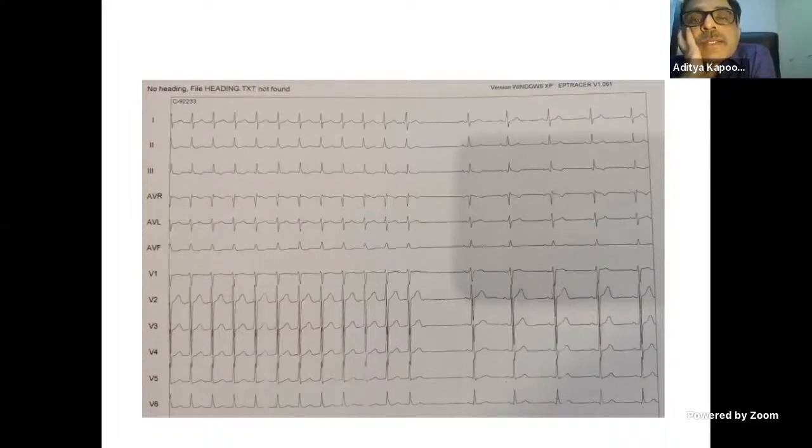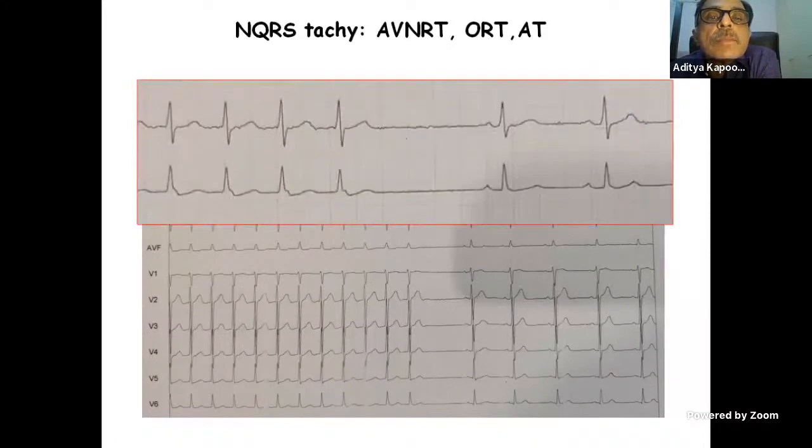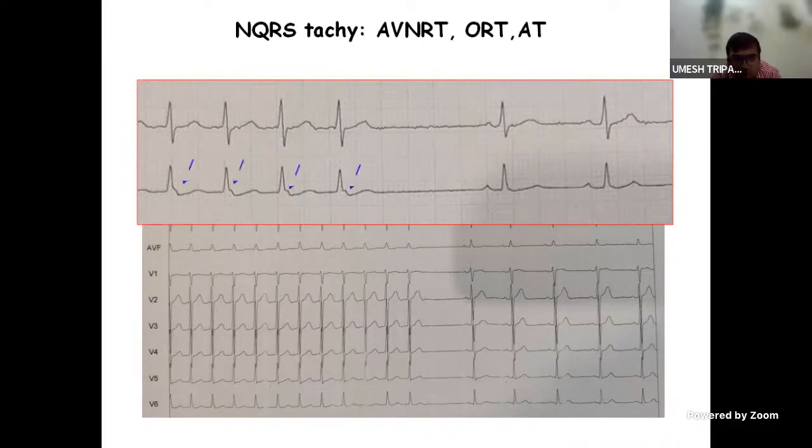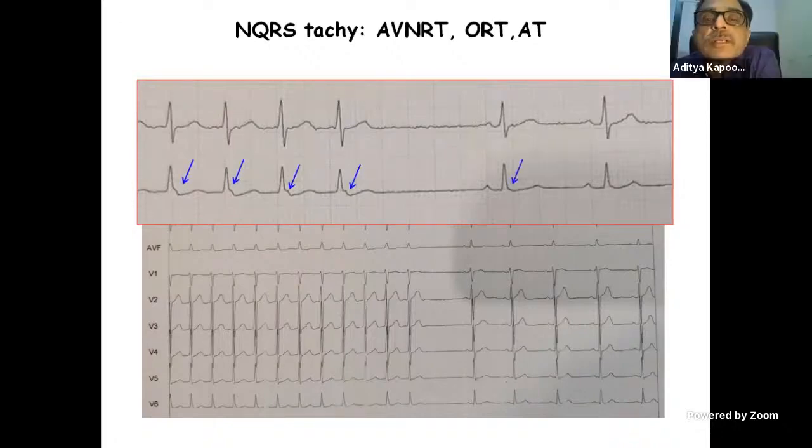Terminates with a QRS, it terminates with a P. How does it terminate? Sir, in this case, it's terminating with a QRS, sir. With a QRS. Yes. So I'll blow this up. So this lead 1 and 2, I'll blow it up. So now, how does it terminate? No, so now it's terminating with the P waves. So you see this hump over here. This hump is not in the sinus beat.